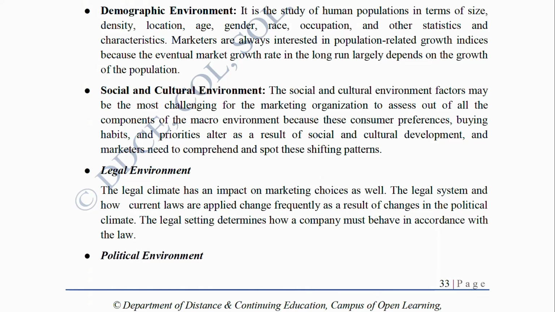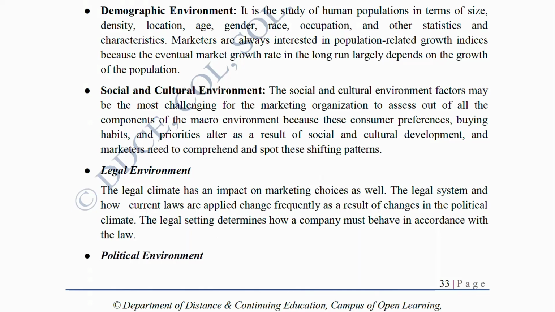Legal environment. The legal climate has an impact on marketing choices as well. The legal system and how current laws are applied change frequently as a result of changes in the political climate. The legal setting determines how a company must behave in accordance with the law.